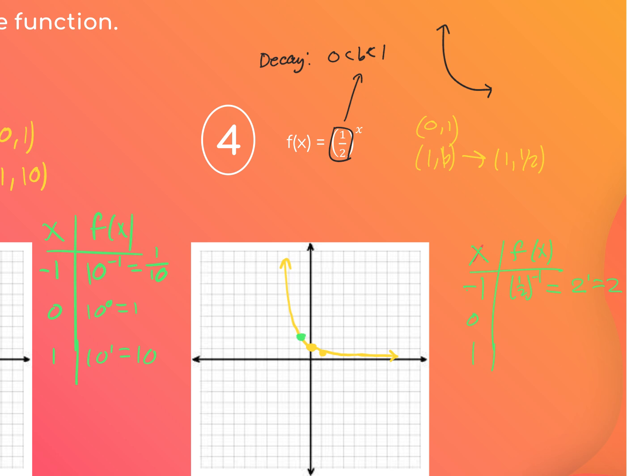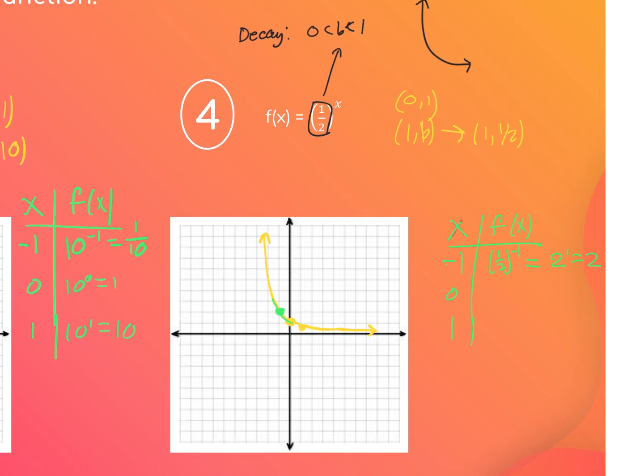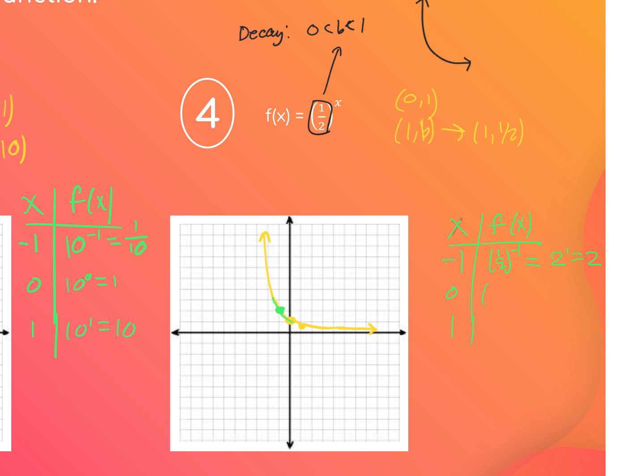And then we can see that we're going to now go up a little bit more. If you want to pick another point going backwards, you can. I'll just fill in the rest of this. I know that 1/2 to the 0 is going to get you 1. Anything to the 0 is 1. And then 1/2 to the first is going to get you 1/2.